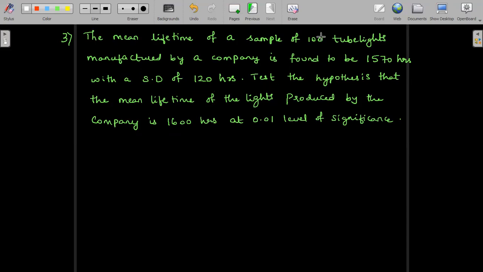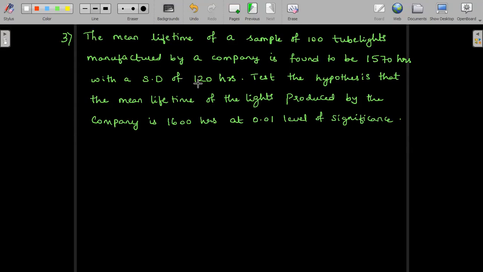The mean lifetime is denoted by x bar. X bar stands for the mean of the sample. So we collected a sample of 100 tube lights, no? So for that we are writing down the mean. So the mean lifetime of the 100 tube lights is 1570 hours. So x bar is equal to 1570.